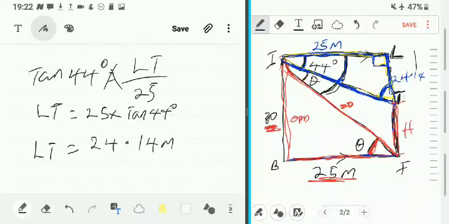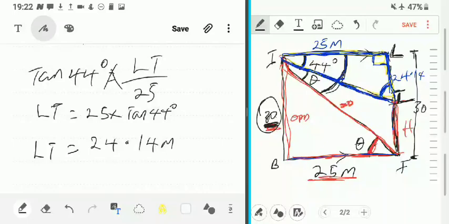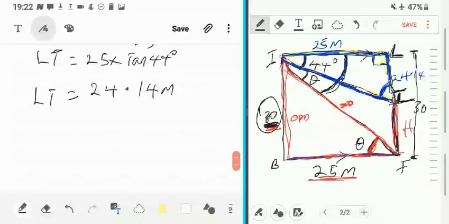Why? Because it gives me a better clue. I know that the total height from here to here, if you look at this part here, you can get a clue. I know that this one will also be what? 30 meters. So now that I have LT as 24.14 meters, to just get my TF now, I will subtract this 24.14 from 30. I hope you get that. Good. So let's move.